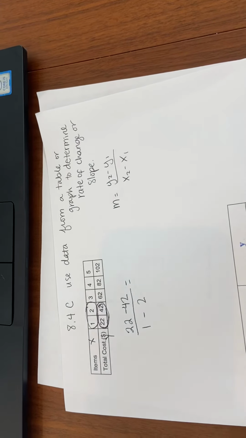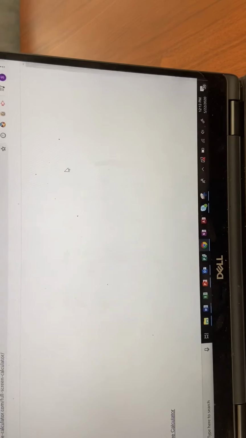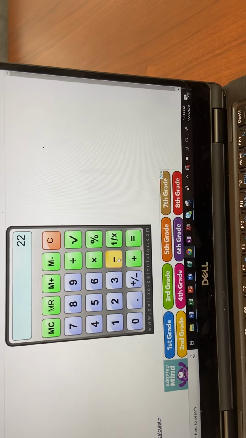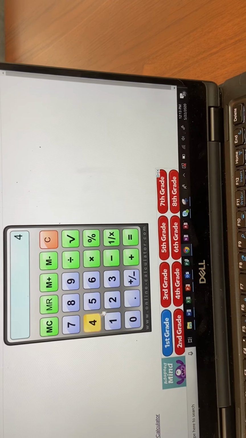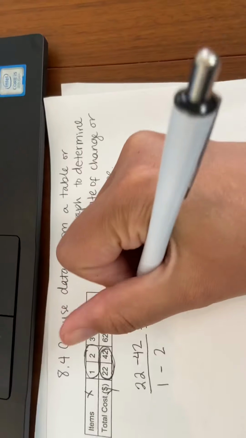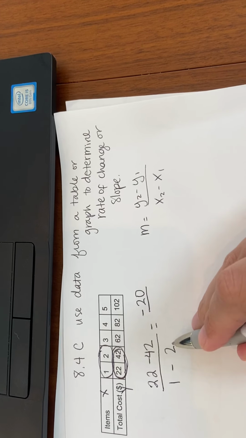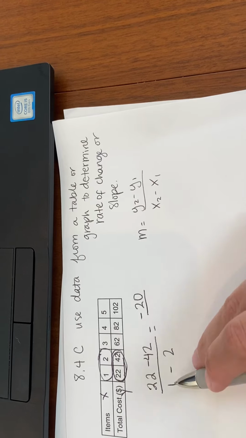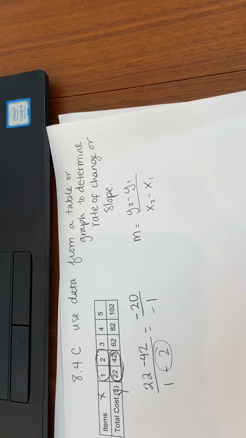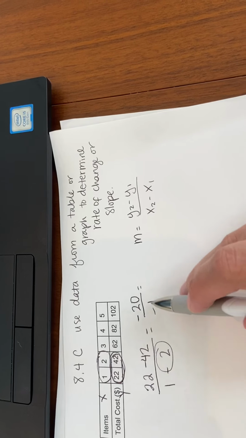And let's go ahead and use our calculator for this. I'm using an online calculator. So we're going to go 22 minus 42, and I get negative 20. So when I subtract my y's, I get negative 20. Now I'm going to do 1 minus 2. I'm actually going to mental math that. The signs are different, so I take away, and I had more negatives, so negative 1. Okay. Now right now I see a negative 20 over negative 1. We need to simplify that.